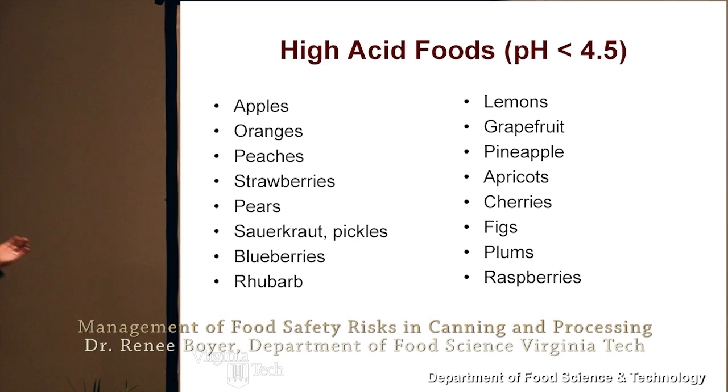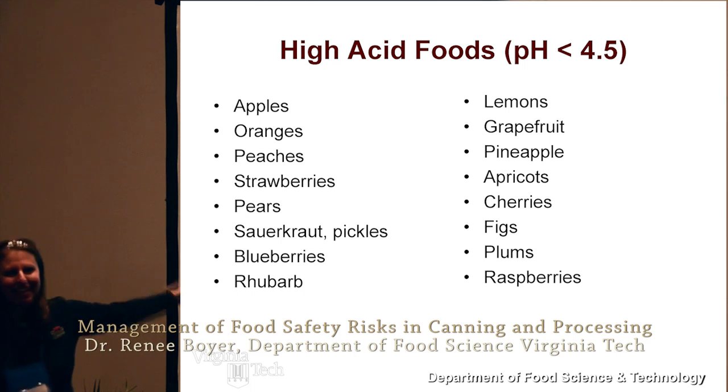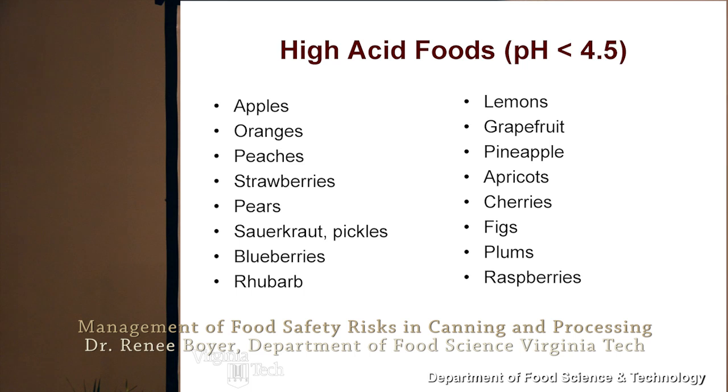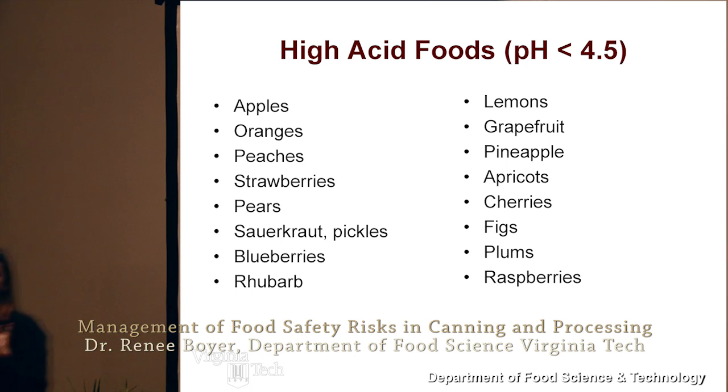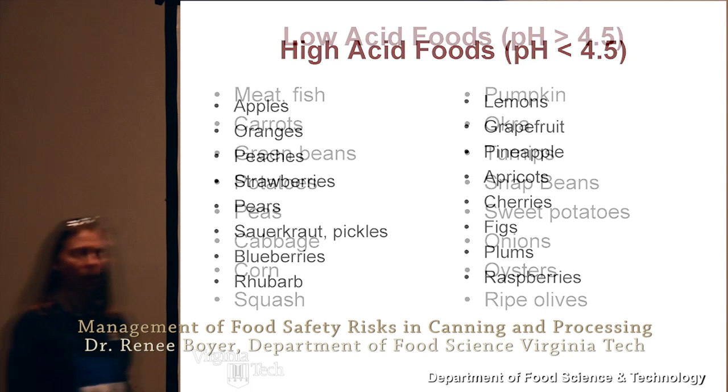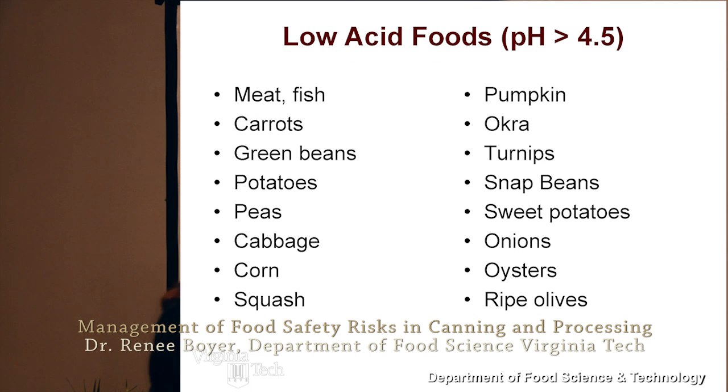Okay, so we're back to high acid foods. I don't think cucumber's on this list, but apples, oranges, peaches, strawberries, pears, sauerkraut and pickles. So not cabbage and cucumbers, but if you've acidified those or fermented those to make them acidic, then they're considered high acid foods. Blueberries, rhubarb, figs, plums, cherries, those kinds of things. And the next slide I know says low acid foods. So again, your typical list of low acid foods.